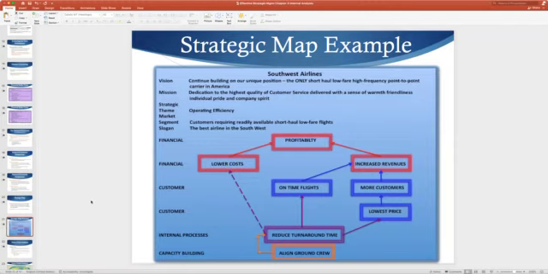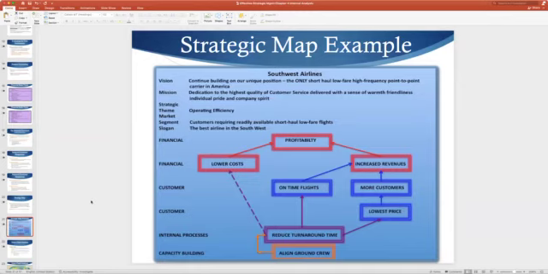Now, in this particular case, Southwest is planning on doing a change with capacity building that comes under internal process. So what they're going to do is align their ground crew to be more efficient and more effective. So when that plane comes in, they've changed the different processes there to reduce that turnaround time.